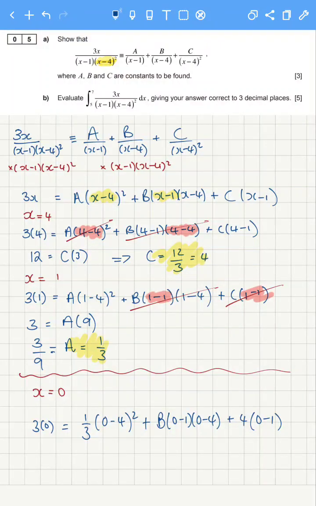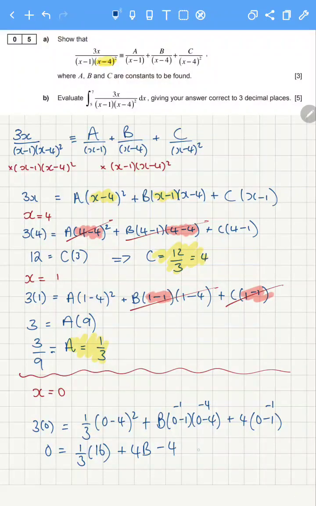Okay, let's see what we've got. This is 0 equals 1/3 times 16. So 0 minus 4 squared is 16, 16 over 3. Here, this bit, this is minus 1, this is minus 4. We're multiplying them together. So that's plus 4b. And over here, we've got minus 1 times 4 is minus 4. Our job's to figure that out.